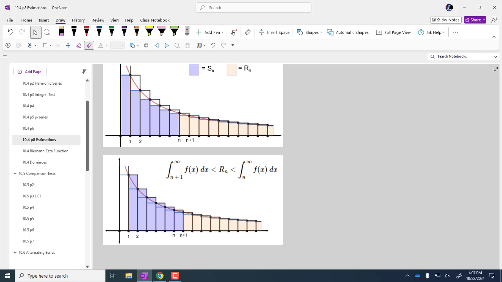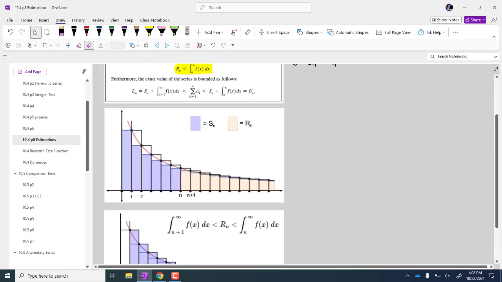Now if we do the right endpoint rectangles, then look at this. We still have n rectangles, but we've shifted everything to the right. So the first point that doesn't have a rectangle is n plus 1. So we integrate from n plus 1 to infinity. And here the beige is above the red curve, so the remainder is bigger than that. So the remainder is bigger than this and smaller than that. The remainder is trapped in between.